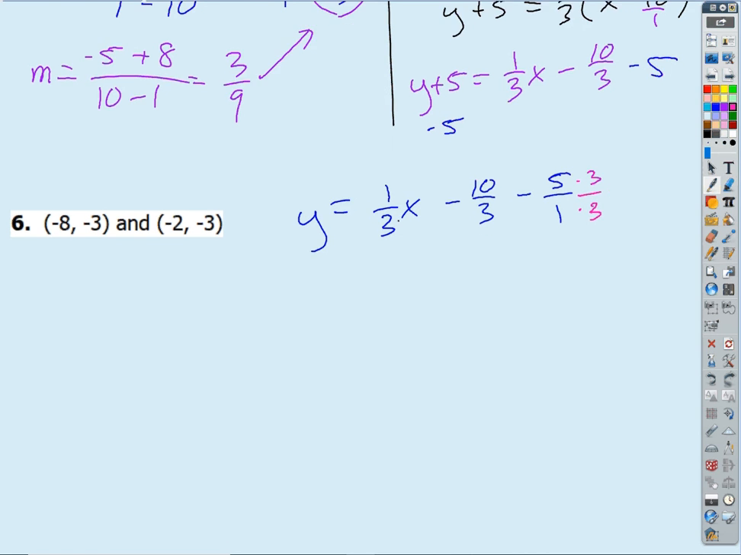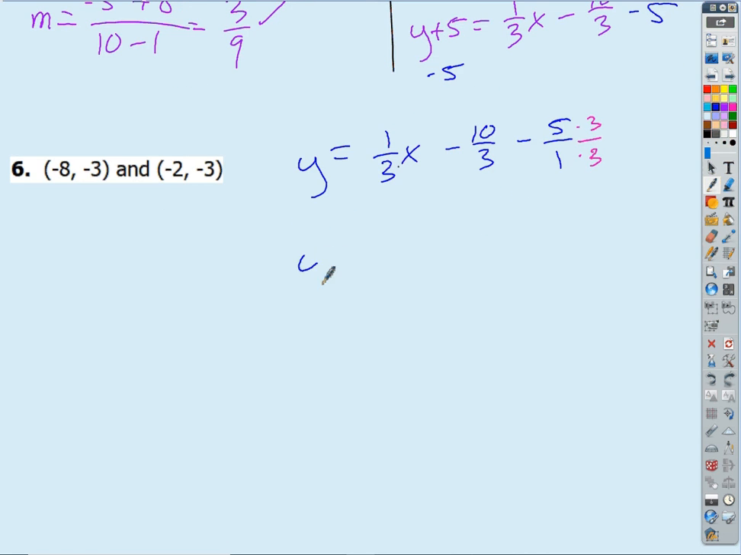And so if we do that, we end up with, multiplying straight across, I get negative 15/3. And now I just have to combine those two terms, right? Negative 10/3 minus 15/3 is what? Negative 25/3. And the important thing is you keep the denominator the same, right? That make sense?